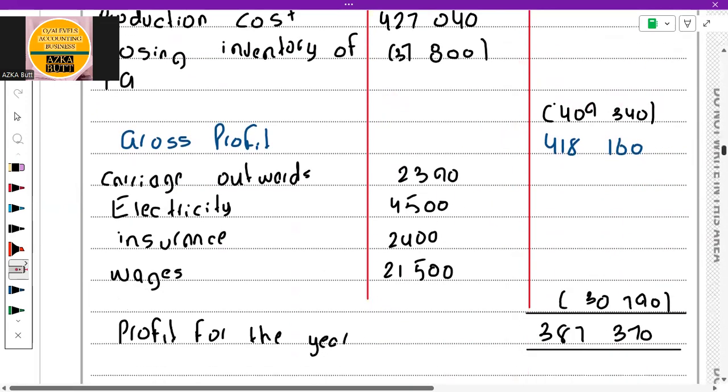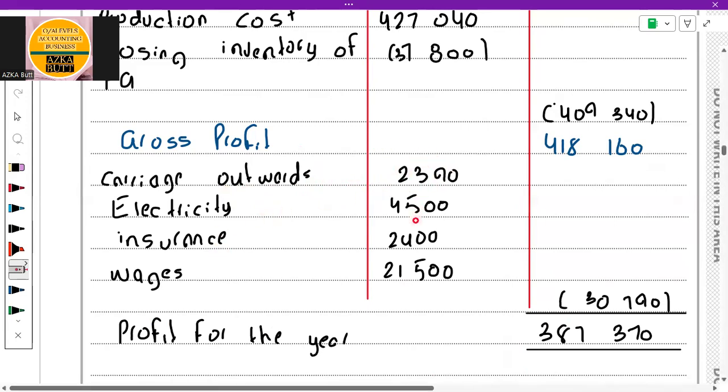So now it's time to write the expenses. You may remember that carriage outwards means the carriage you spend to send goods to your customers. The goods which you send to your customers, you send from your outlet, not from the factory. So that's why this would be part of the income statement expenses, not the manufacturing account, not the factory cost.